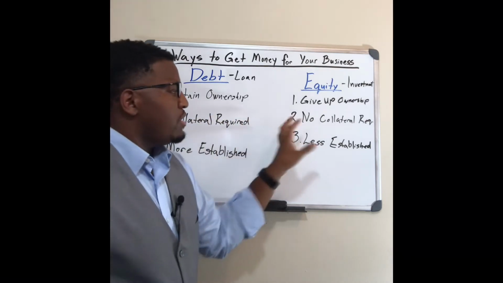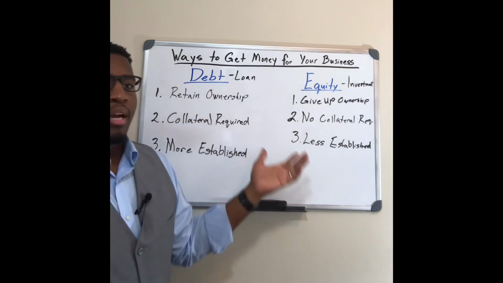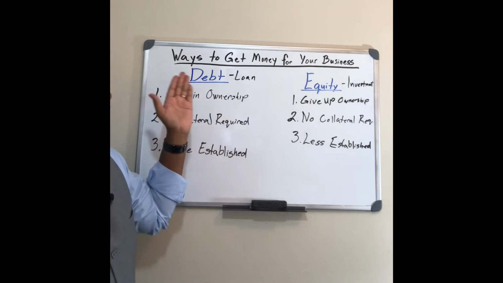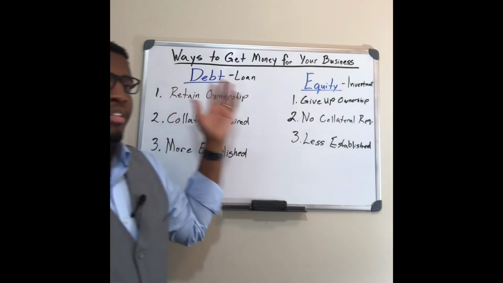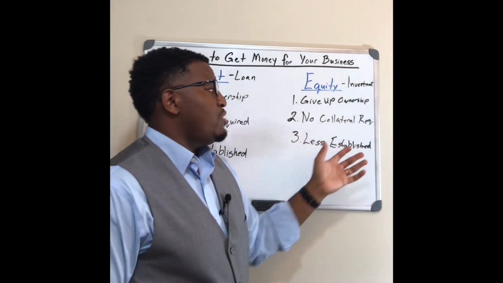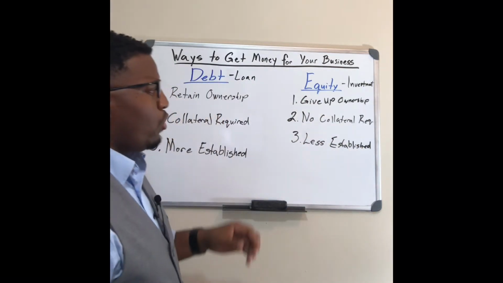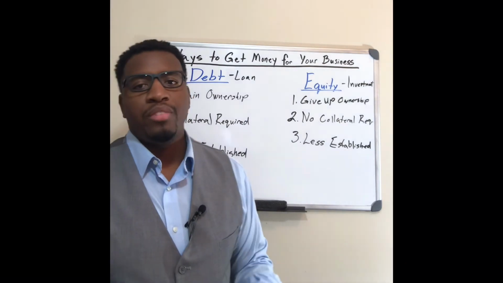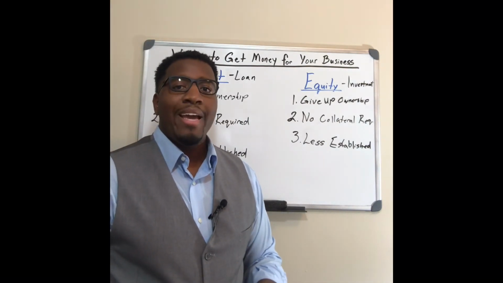So again, these are just the differences between debt and equity funding. Again, debt funding is a loan, something you get from a bank, private institution, or private lenders. And then you have equity funding, which is an investment you can get through private institutions or through angel investors, angel investor networks, etc.